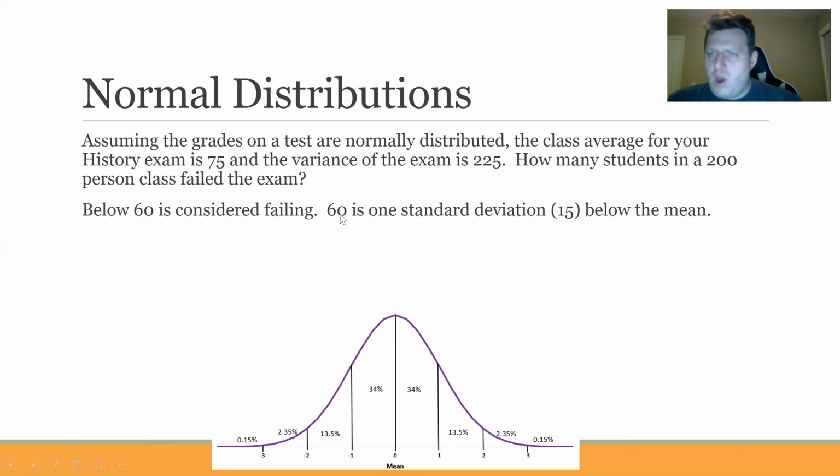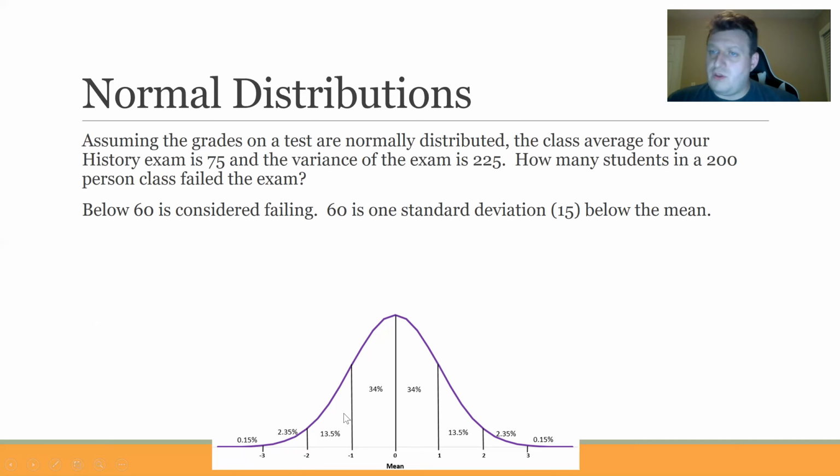What is the 60? 60 is 1 standard deviation below the mean. Remember, the mean is 75. The standard deviation is 15. 75 minus 15 is 60. So if you score lower than a 60, if you score in this range, you are failing the exam.